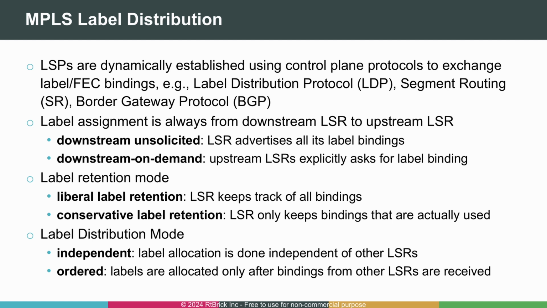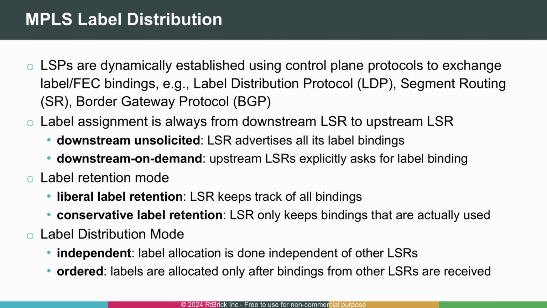Labels are locally significant, meaning only the assigning router knows the meaning of a label. Therefore, labels are always assigned by the downstream router, and the corresponding label FEC binding is advertised to upstream neighbors. There are two models for label distribution. A router advertises label bindings to all neighbors automatically. This is known as downstream unsolicited. On the other hand, a router can advertise only a binding if explicitly requested, known as downstream on demand.